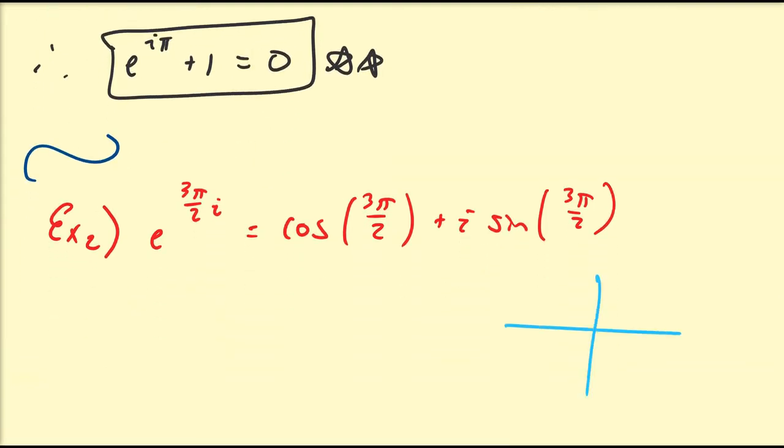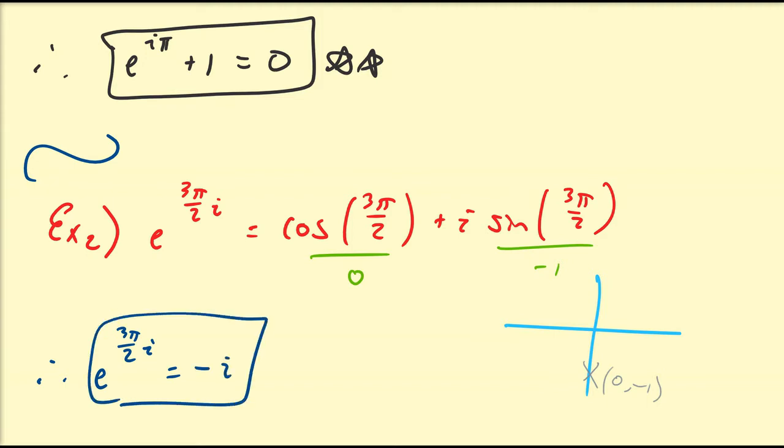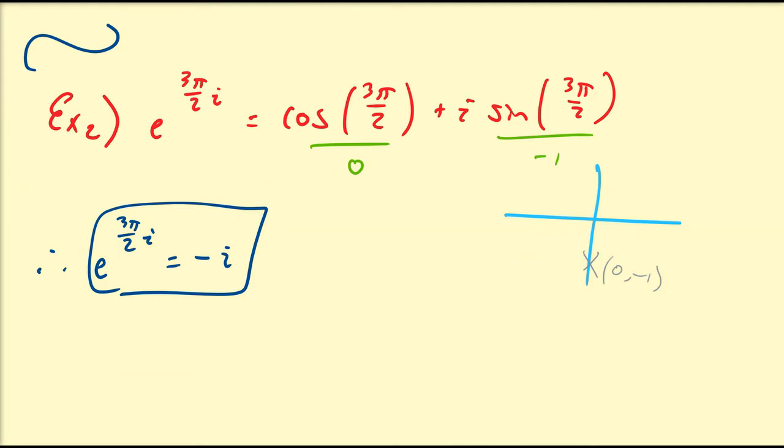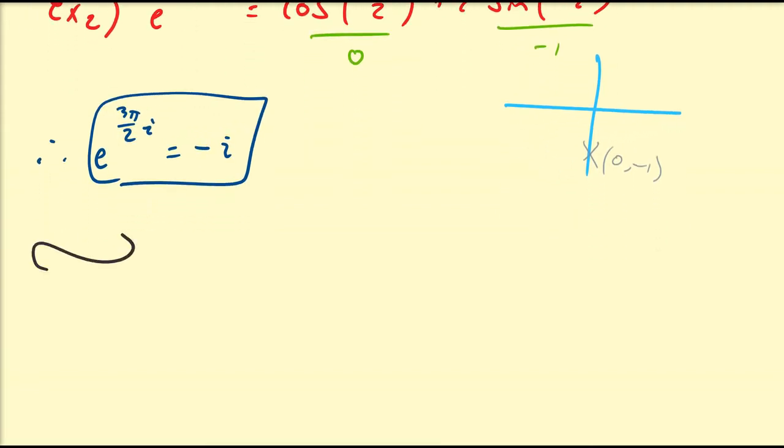So where is 3 pi over 2? So 3 pi over 2 is going to be located down here, which has a value of 0, -1. So cosine of 3 pi over 2 is 0. Sine of 3 pi over 2 is going to be -1. So we have that e to the 3 pi over 2 i is equal to i times -1, or -i. And you can do the same exact procedure for any values theta for which the values of sine theta and cosine theta are known. So let's also derive another formula, so example 3.